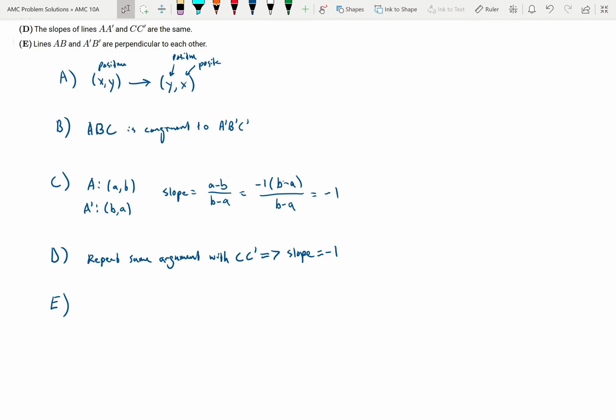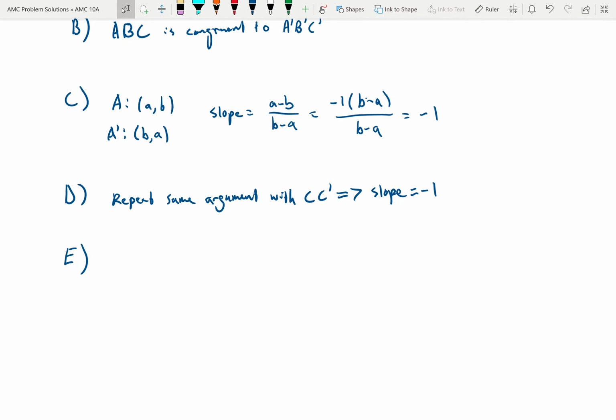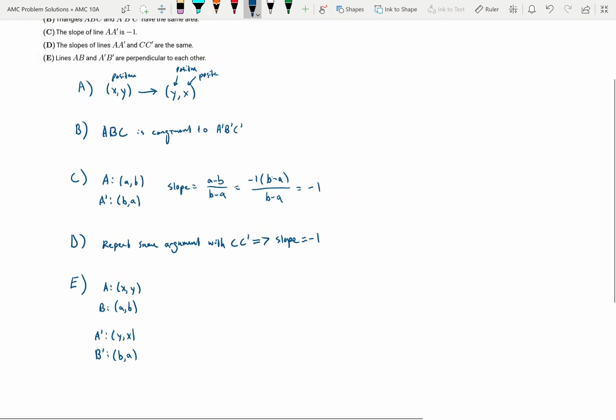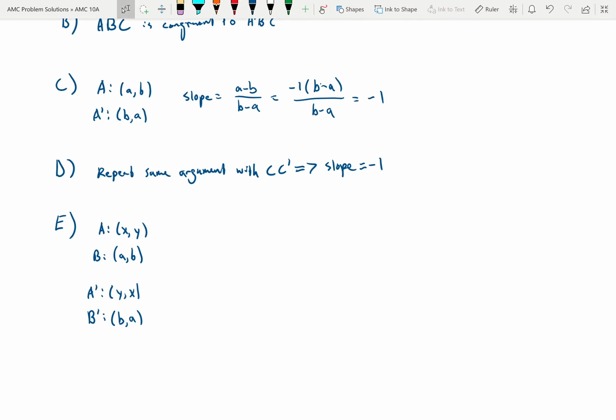Lines AB and A prime B prime are perpendicular to each other. So just trying to see why that is not always true, first I'm going to get the slopes of those lines. A, I'll say is (x, y). B, I'll call (a, b). And then I want to get the coordinates of A prime and B prime. So A prime is going to be (y, x). B prime is going to be (b, a). Okay.